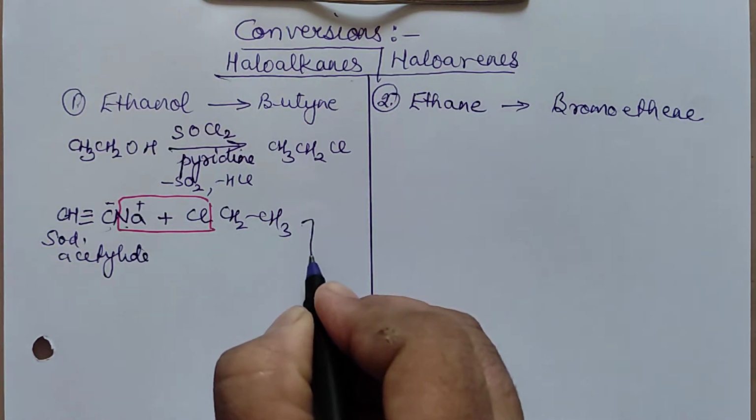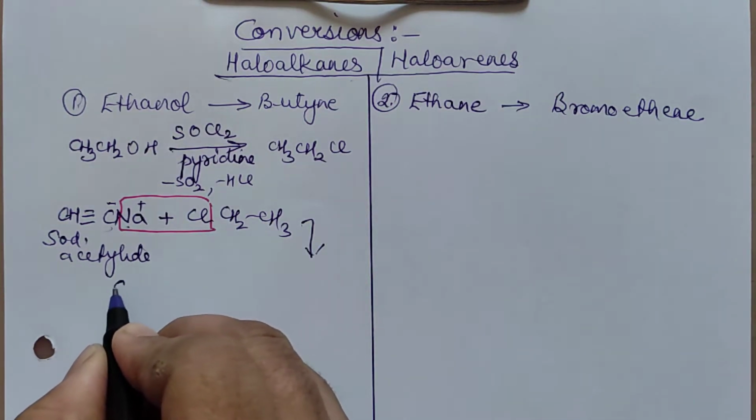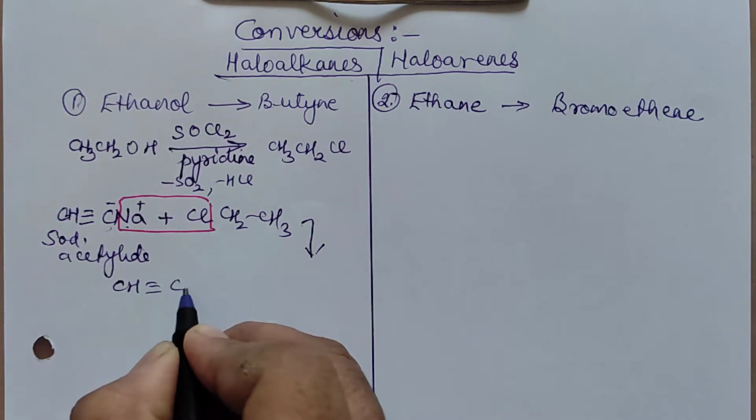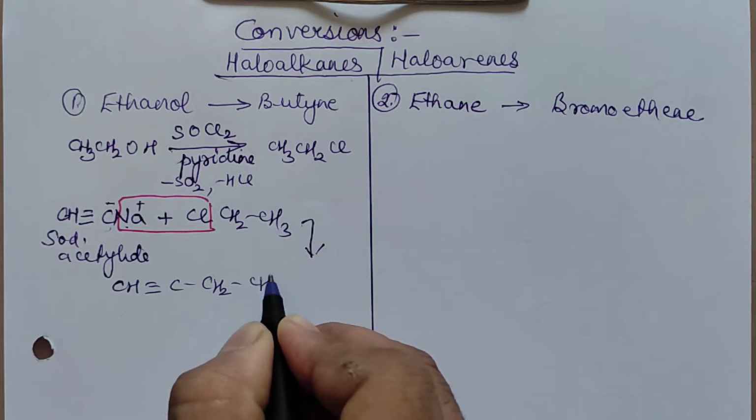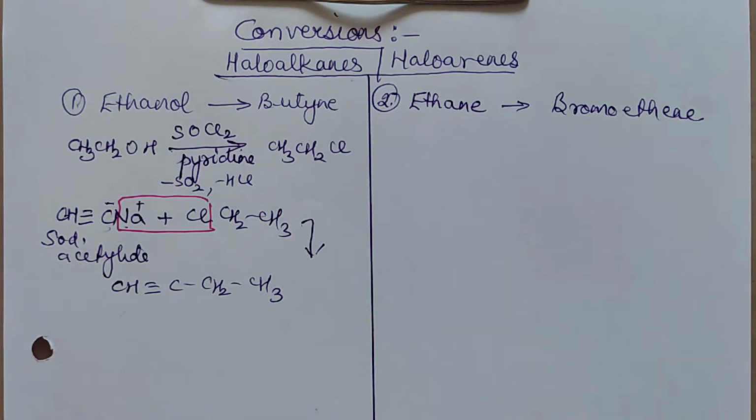So what is left over now? You are getting CH triple bond C, then you have here CH2 and CH3. That is what we were looking for: butyne. So we got our product.